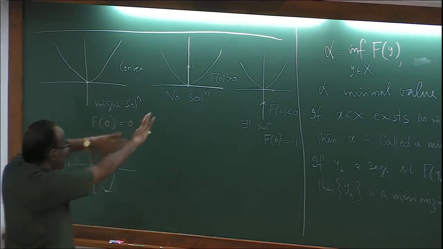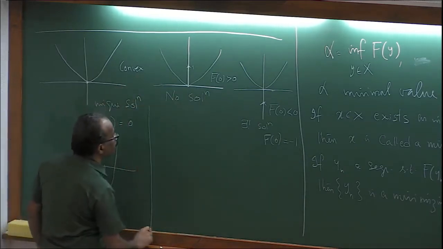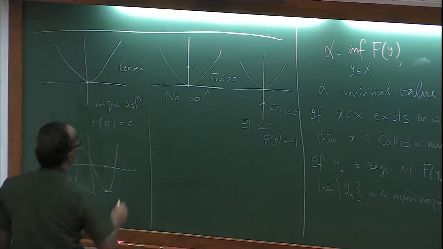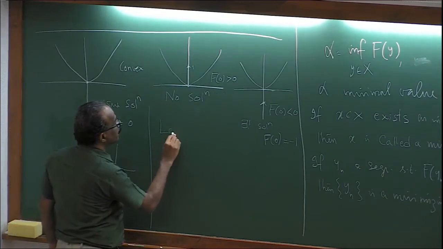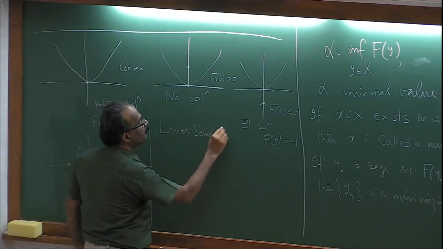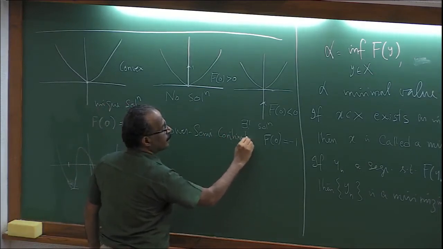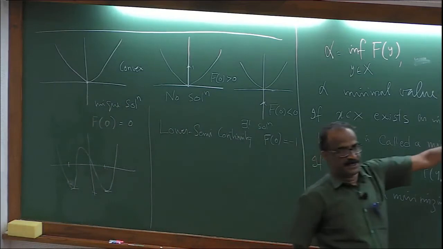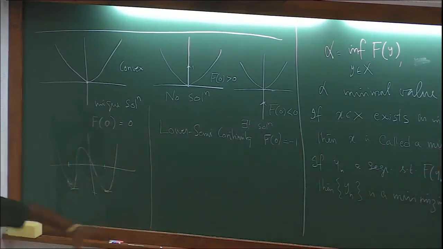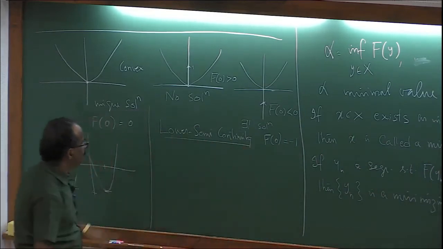This example led to an important notion in the minimization problem, which we are going to see, what we call lower semi-continuity. That's the notion. I will give you the definition in the context of metric space, but you can also define the concept of lower semi-continuity in a general topological space. Okay? I will come to that.